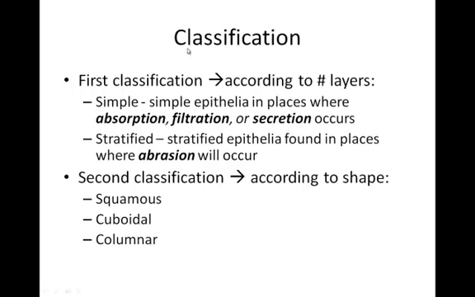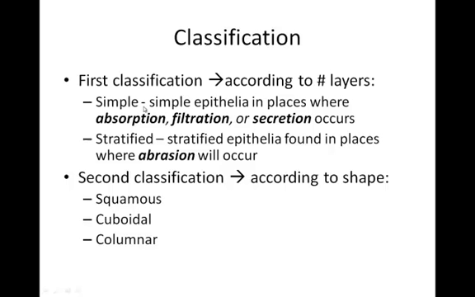Now, to classify our epithelial tissues, we have two ways to classify it. First, we're going to classify according to the number of layers that are present. And the second way, we're going to classify according to the cell shape. So if we have simple epithelium, we're only going to have one layer of epithelial cells. If we have stratified epithelium, we're going to have more than one layer.